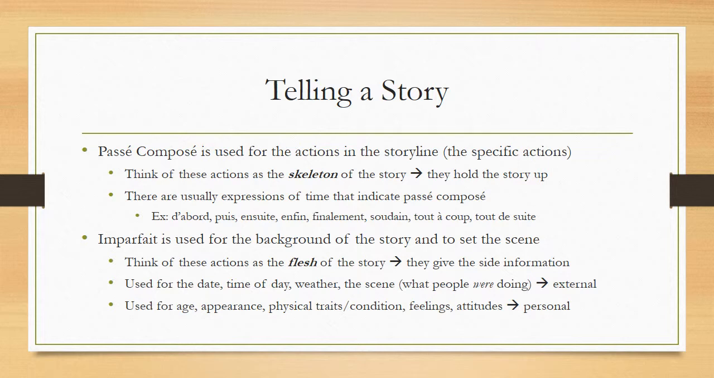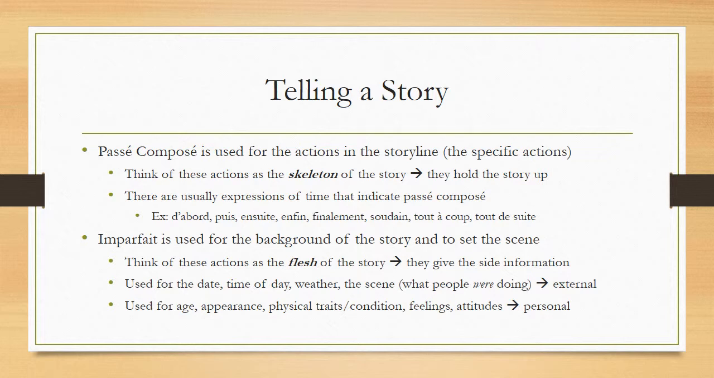The imparfait, on the other hand, is used for the background of the story and is used to set the scene. You can think of the imparfait actions as the flesh of the story. They give the side information, the details. Imparfait is used for the date, the time of day, weather, the scene, and basically just what people were doing outside of, like behind, in the background of the basic story, the basic actions, the passé composé actions.